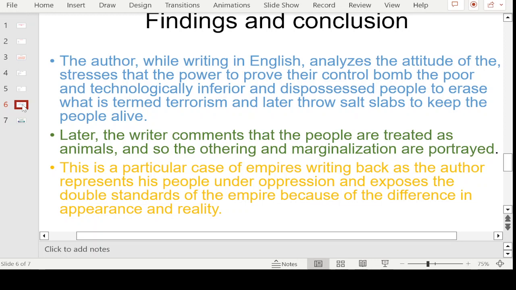And the second thing that we can also put here as a conclusion, the writer comments that the people are treated as animals, and so the othering and the marginalization are portrayed in the paragraph. And the last thing that one can use for a conclusion is that this is a particular case of empire writing back, as the author represents his people under oppression and exposes the double standards of the empire because of the difference in appearance and reality.